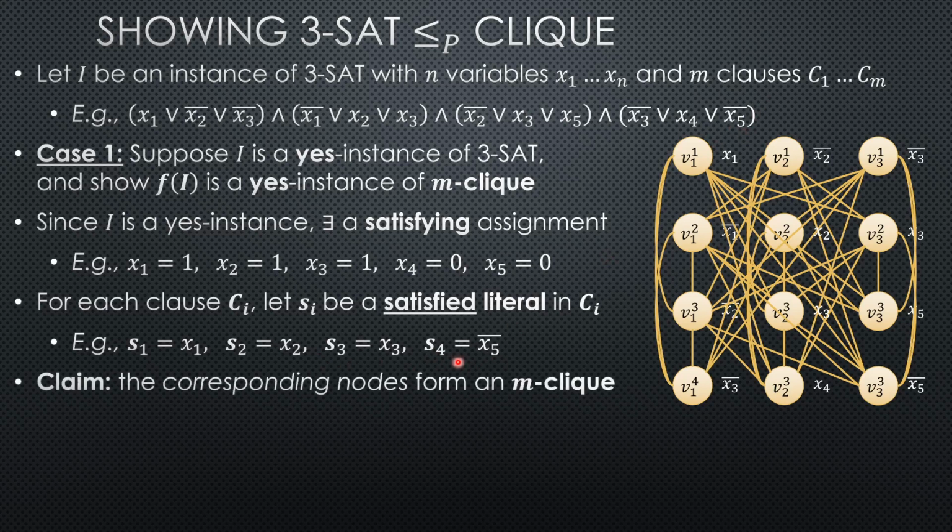Okay, the claim now is that if you think about those literals that are satisfied, that we've proved there has to exist a satisfied literal per clause. So if we think about some set of Sis, some set of satisfied literals in all the different clauses, one literal per clause, think about the nodes that correspond to those satisfied literals. The nodes form an m-clique. That's the claim. We're going to show that.